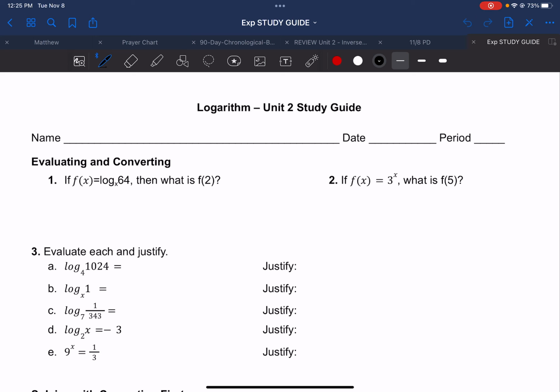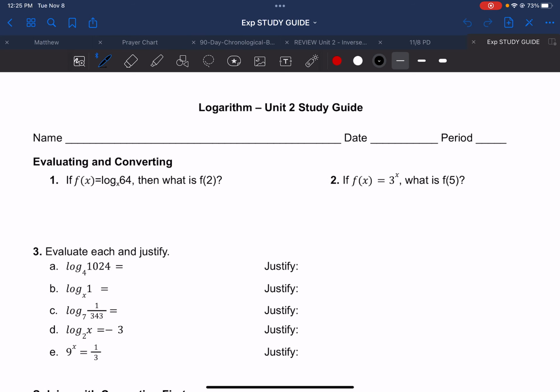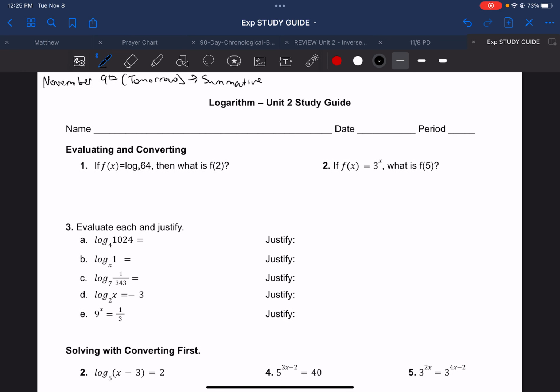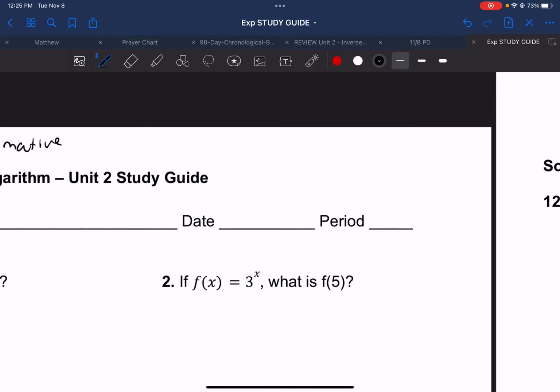So, just as a reminder, what is today? November 9th. Tomorrow, you're going to be taking your summative. So use this study guide, use that Delta Math that I posted last week, and just go through that and email me with questions. So just hopping right in, just a reminder here of basic log rules.